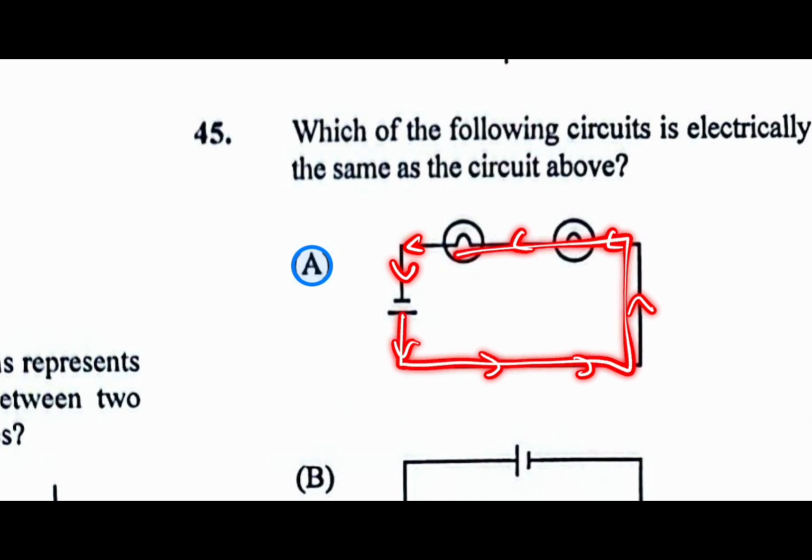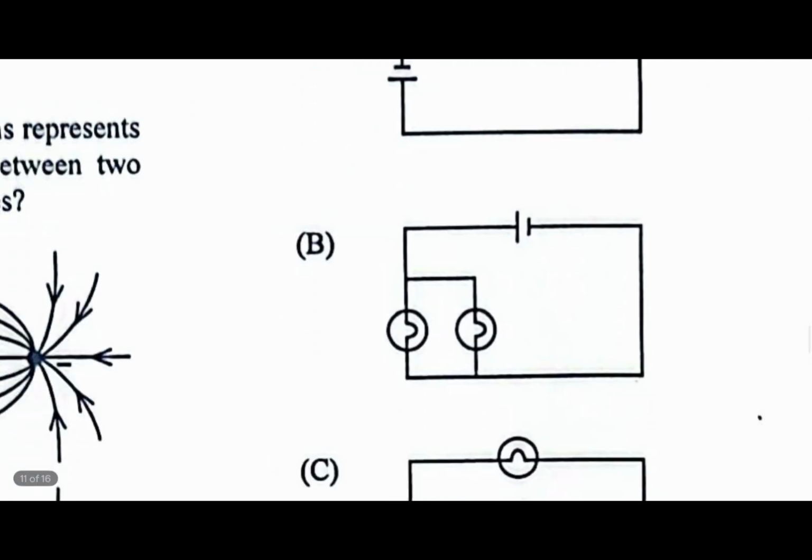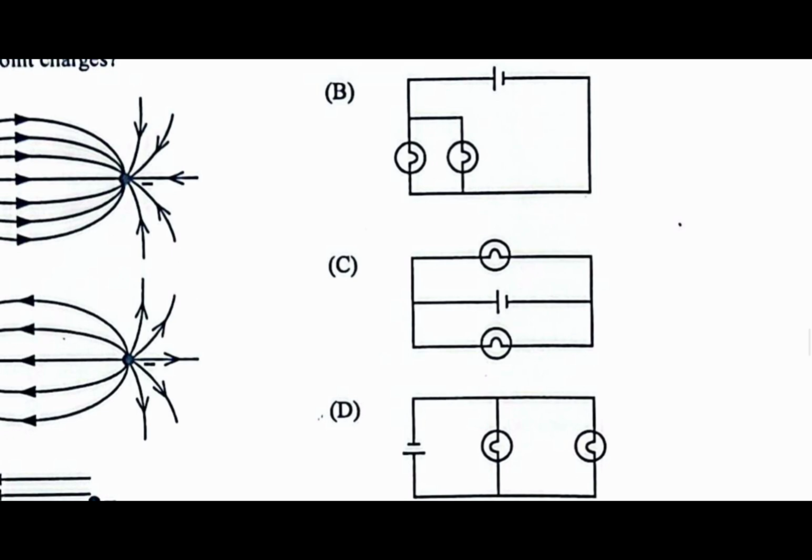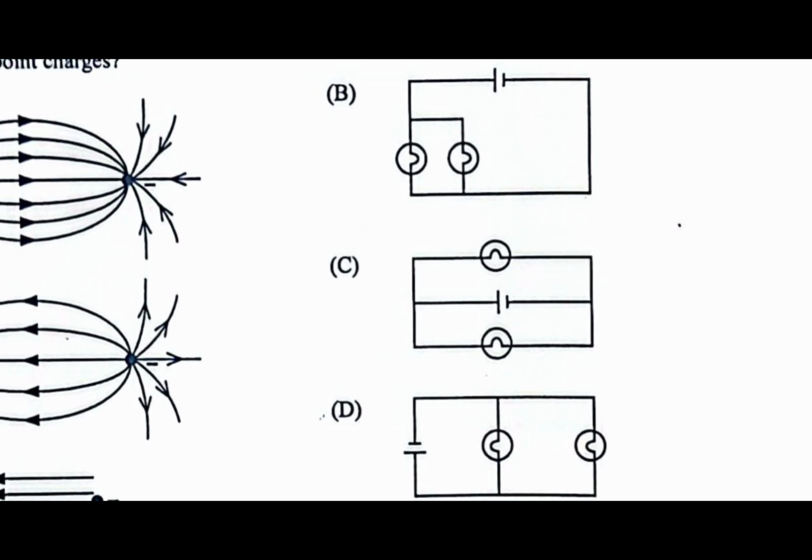There's only one path for the current to take, and so it has to be A. All the other answers are wrong because all the other answers represent parallel circuits. Why am I saying that? Check this one for instance. Notice how the current is splitting at this junction. That can't be a series.